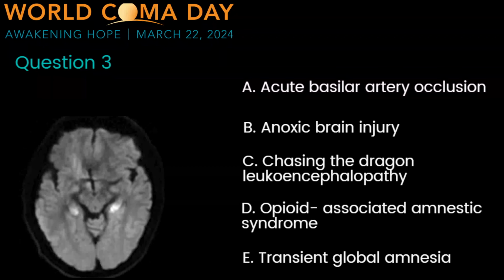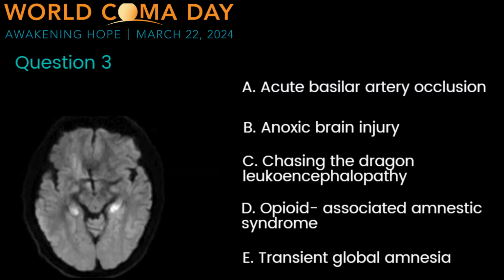Concerning the other answer choices, so acute basilar artery occlusion, God forbid if you had a large basilar artery stroke, you would see stroke in other structures besides just the hippocampi. Anoxic brain injury usually gives you DWI signal in the deep structures, so basal ganglia, caudate. Chasing the dragon is a form of a toxic leukoencephalopathy. It doesn't have to be specific to opiate use or chasing the dragon, but any toxic leukoencephalopathy will give you diffusion restriction, not usually of the gray matter, but usually the white matter of the subcortical regions.